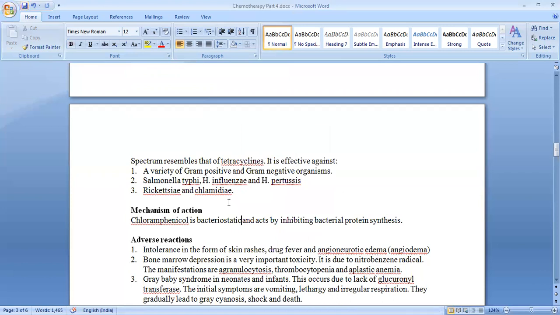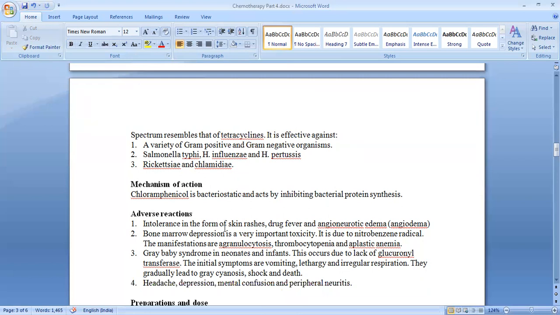Adverse reactions of this drug: it can cause some intolerance, which shows up as skin rash, drug fever, and what is called angioedema, where the person's face will get swollen, then the tissues inside the mouth will get swollen, because of which the person will have difficulty in breathing also. Then one of the important toxicities of chloramphenicol is bone marrow depression. So because of the bone marrow depression, the person will suffer from agranulocytosis, thrombocytopenia, and aplastic anemia.